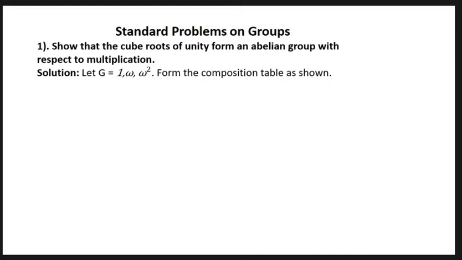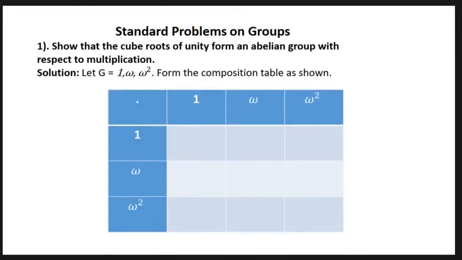So to show that, write the composition table. The composition table is shown below. With respect to multiplication (dot), the elements of G are 1, ω, ω². In the first row I have taken 1, ω, ω², and similarly the first column 1, ω, ω². Now let me fill the table by using the binary operation multiplication.